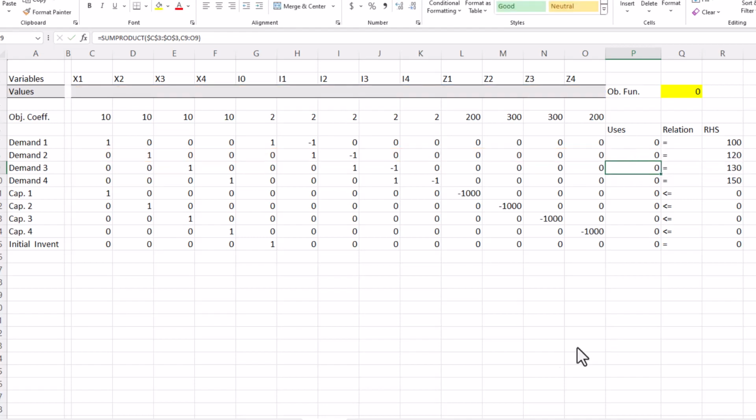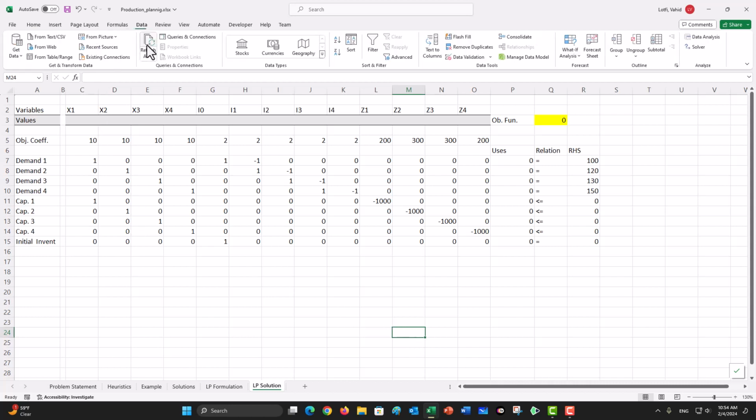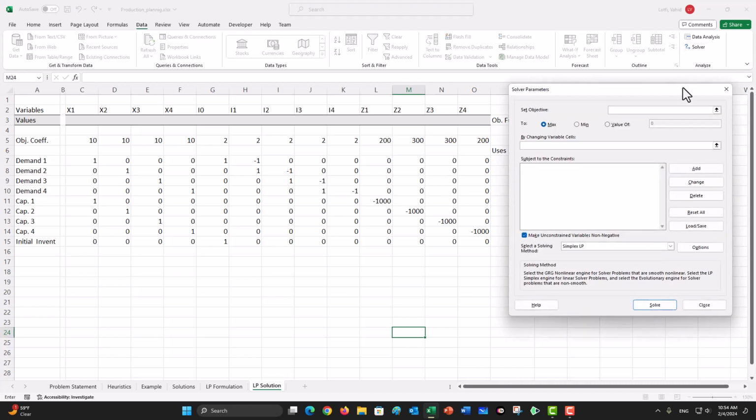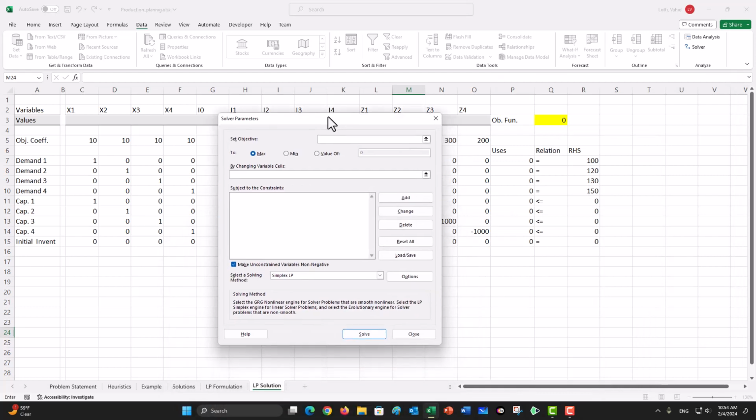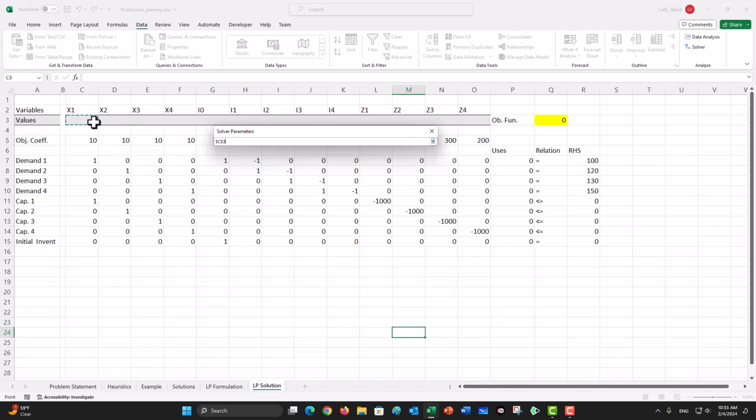Okay, now we are ready to use the Excel solver. So we go to data, select solver. Now we have to enter our parameters. So the solver parameters are objective function value is stored here, so I set that. I want to minimize, I select that. By changing the variable cells, or decision variable cells are here, so I'll go ahead and click on here and highlight the decision variable cells there.